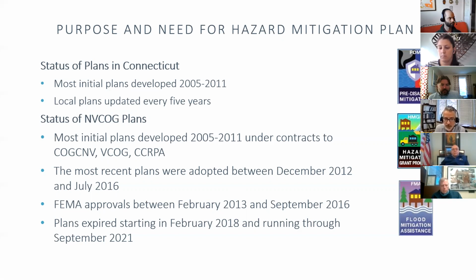Some of them were funded by contracts that the towns held. For example, Waterbury, Watertown, and Southbury all held contracts that were shared with other towns around them. So the current plans were adopted between 2012 and 2016. If you look at the 5-year expiration, you can tell. So some of them have expired already, and some of them will be expiring in 2021.